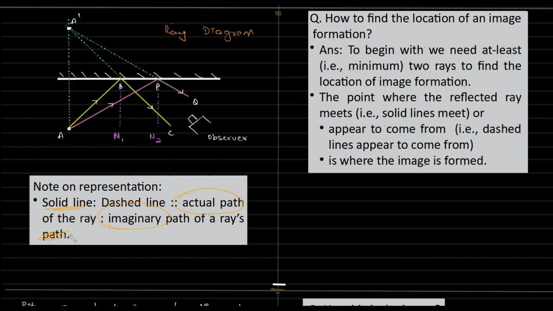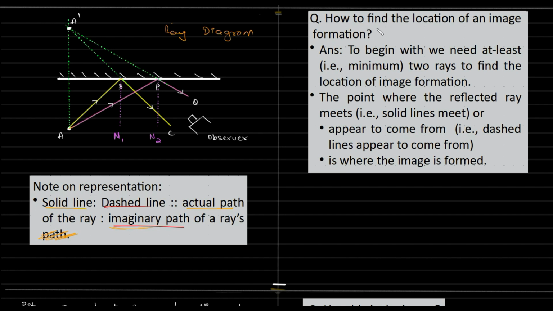So imaginary path of a ray. This is something that you guys need to know. So solid line represents actual path, while your dashed line represents imaginary path.